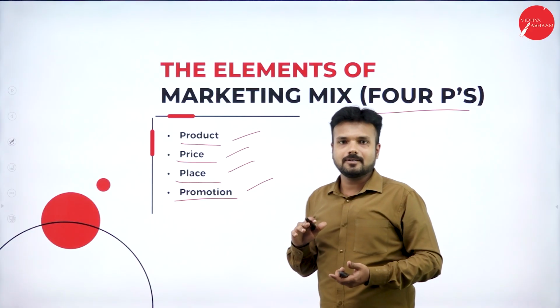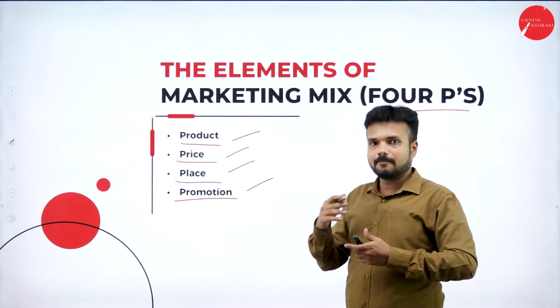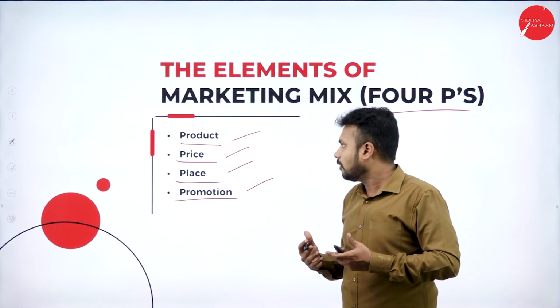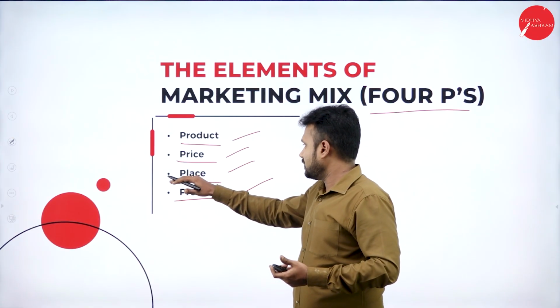Number two, pricing. There must be a fixed price for a particular product. We are supposed to fix the price. It is a strategic decision making process. It is a crucial decision making process as well. We are supposed to give the value worth for the product, that is pricing.